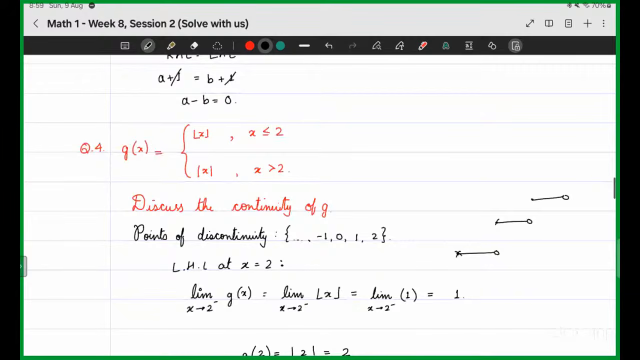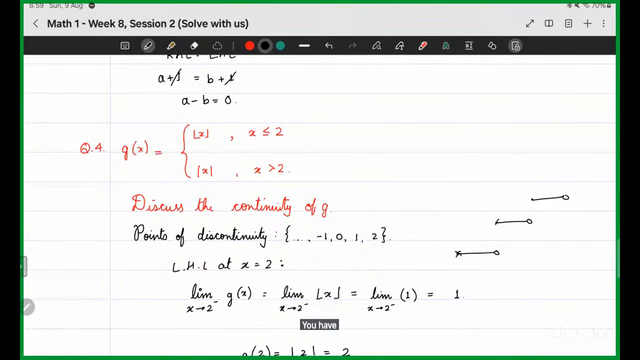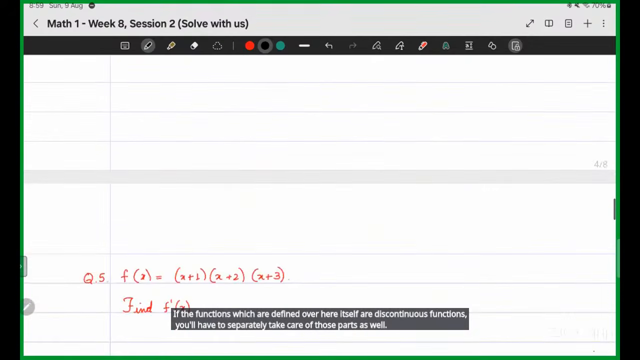So everywhere else it is continuous. So whenever you're asked what are the points of discontinuity, you have to give the full list. Just because it is defined separately, this is not the only point where things can go wrong. If the functions which are defined over here are themselves discontinuous, you'll have to separately take care of those parts as well.